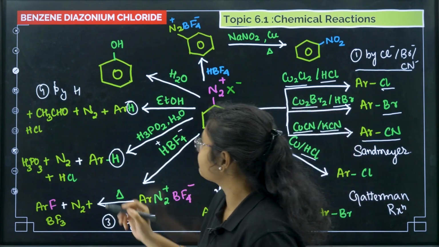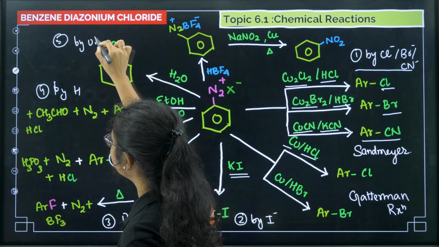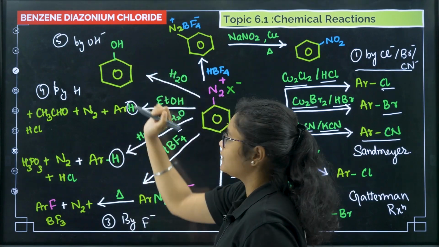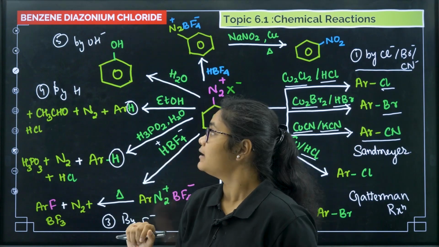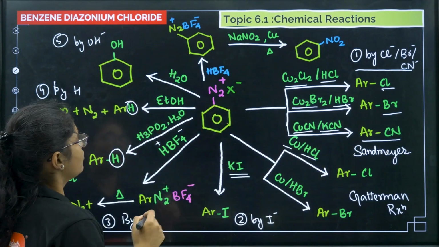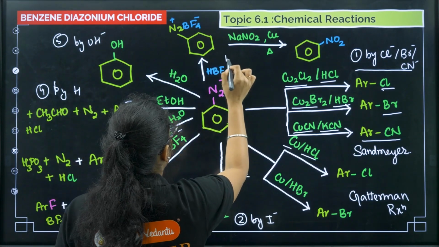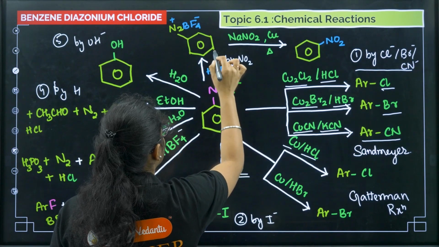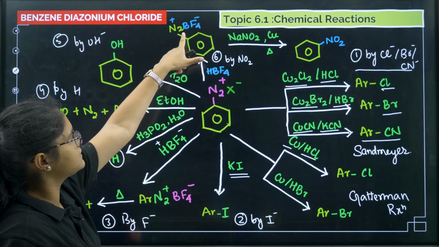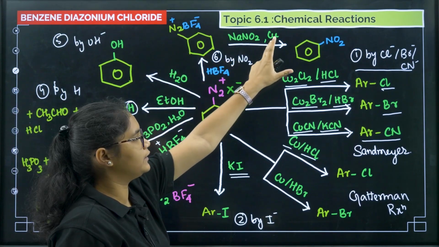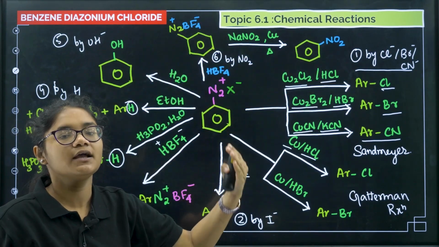Next you have the fifth one, replacement by OH. For that you simply use water. If you use water, it gets converted to a phenol group, so the N2 part is replaced by the OH group. Next, the sixth one was replacement by NO2 group. First it is treated with HBF4, like how we did for fluorobenzene. You will get N2 plus BF4 minus. After that you heat it with NaNO2 and copper, and this converts the whole group to the NO2 group. That is replacement with the NO2 group.